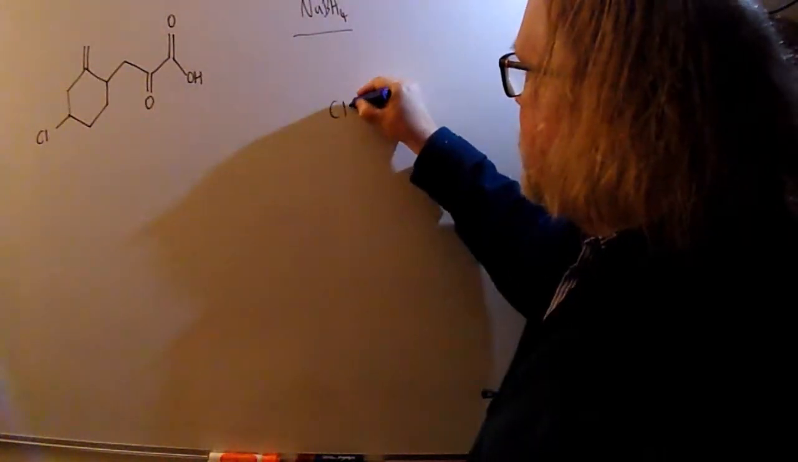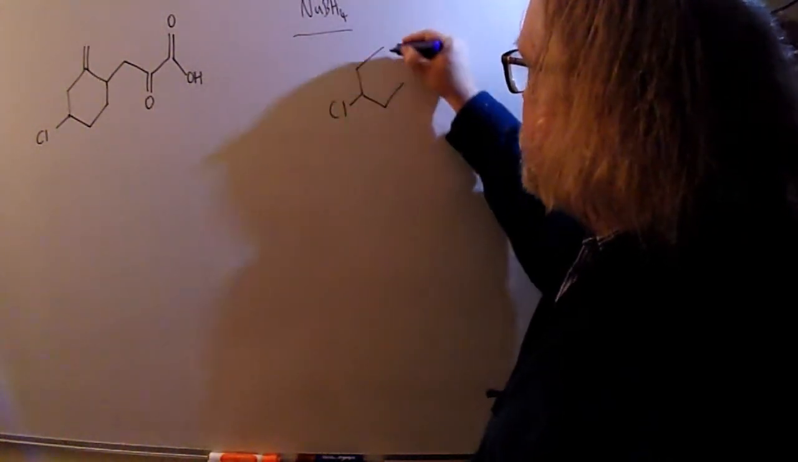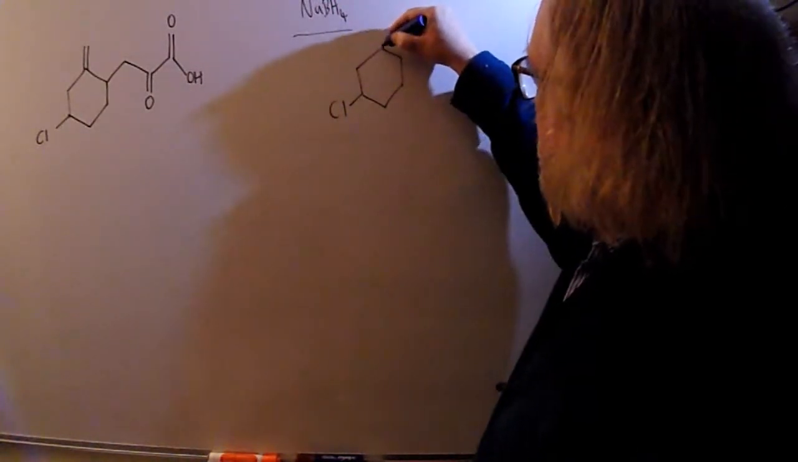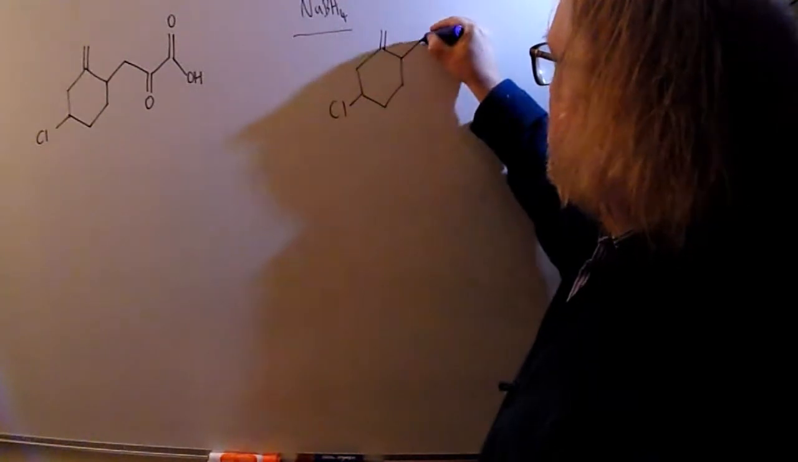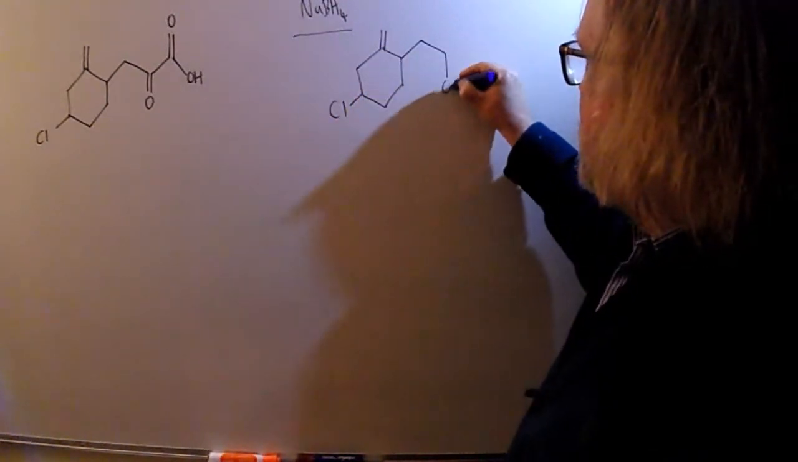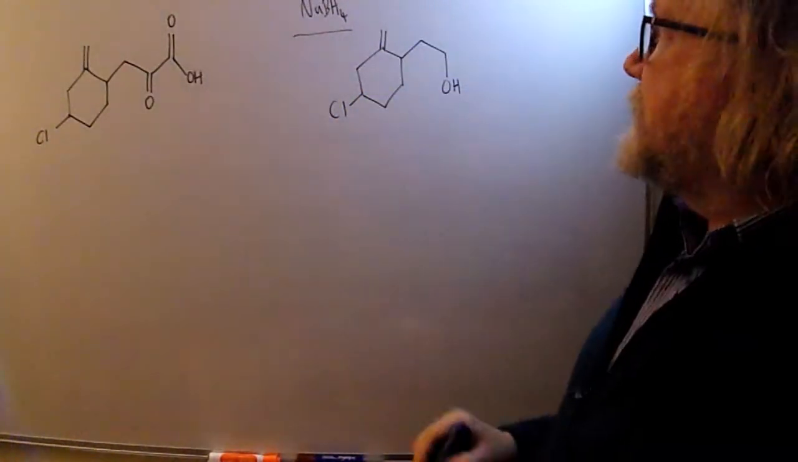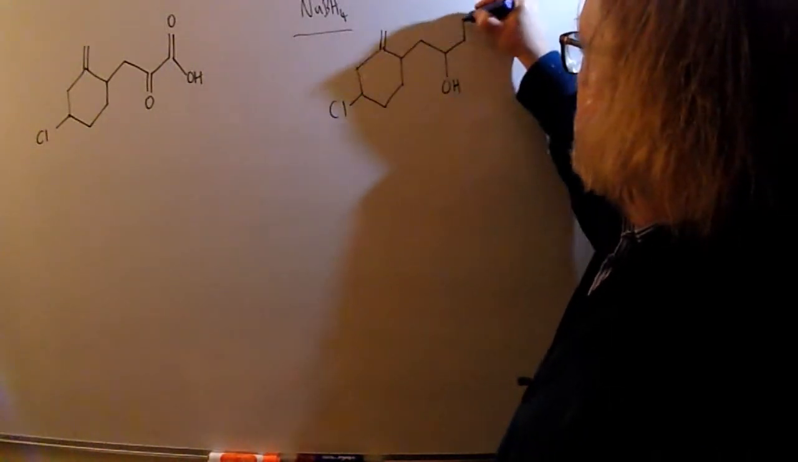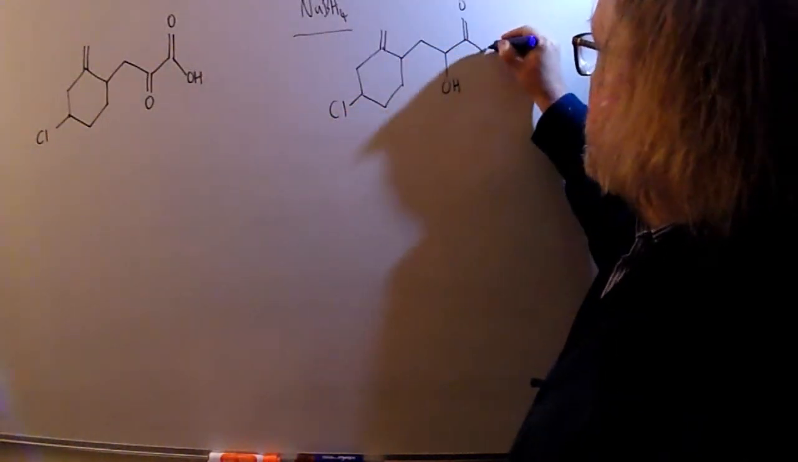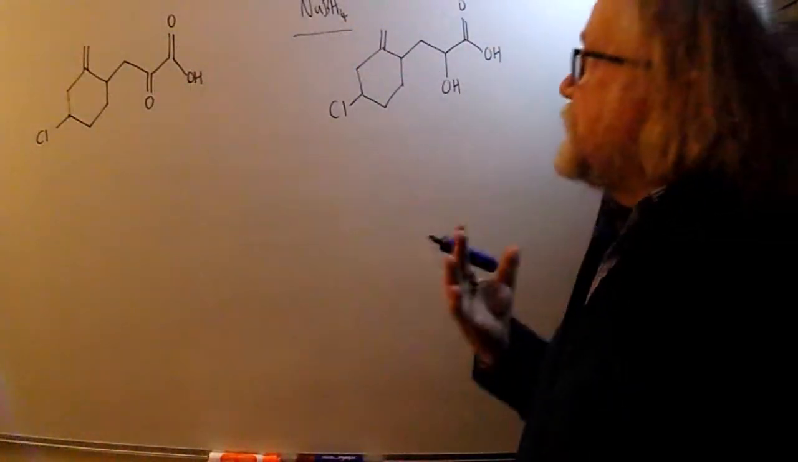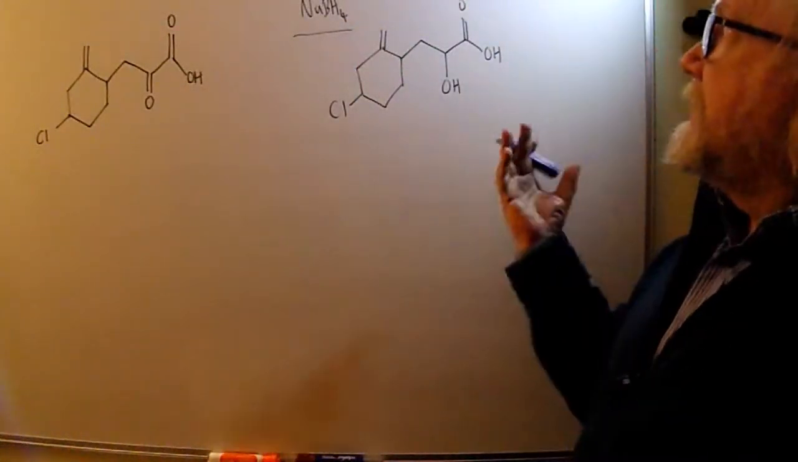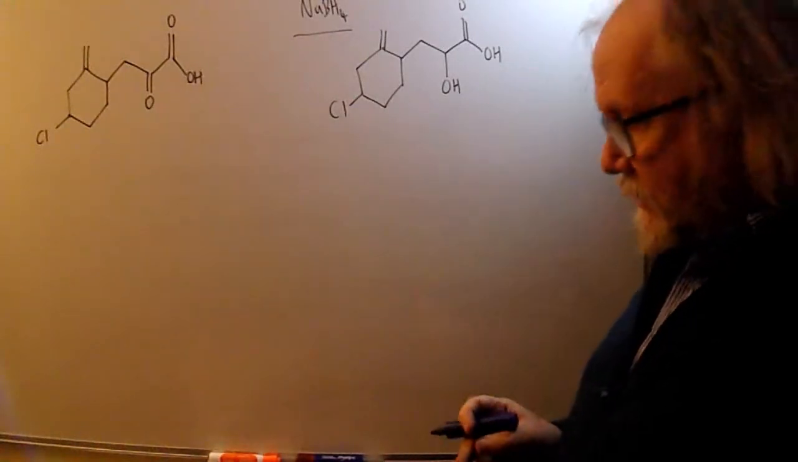So it's very easy. You just draw the same structure exactly. Up here, alkene left the same, chlorine left the same. But when we get to here, we just have a single bond OH instead of the ketone group, but the carboxylic acid is left untouched. So you need to remember that about NaBH4, not just what it does, but what it doesn't do. It doesn't reduce anything else, only aldehydes and ketones.